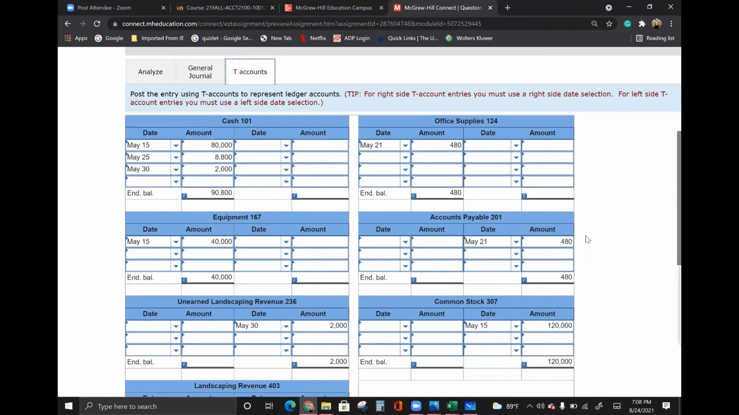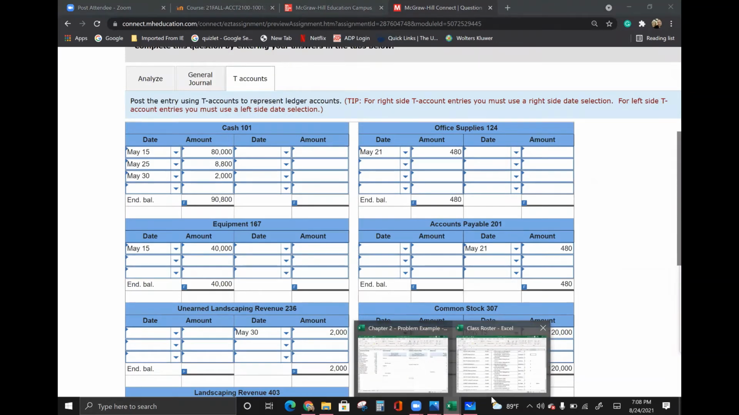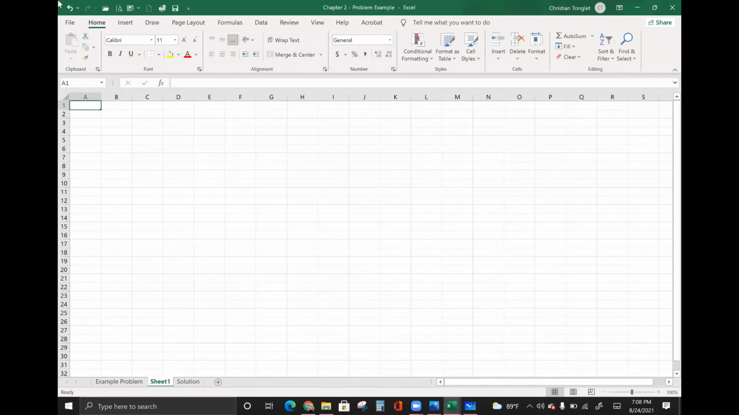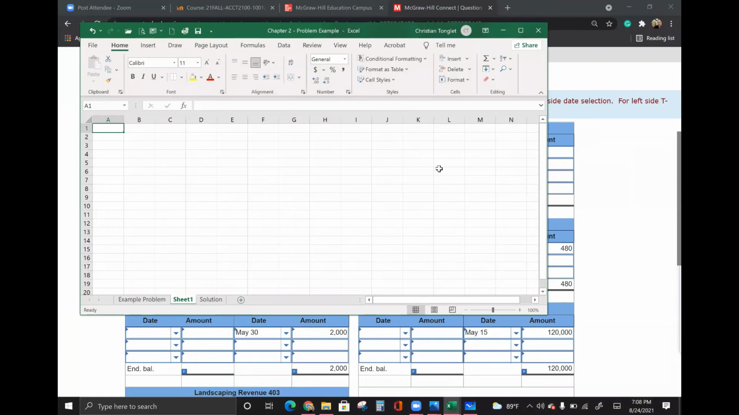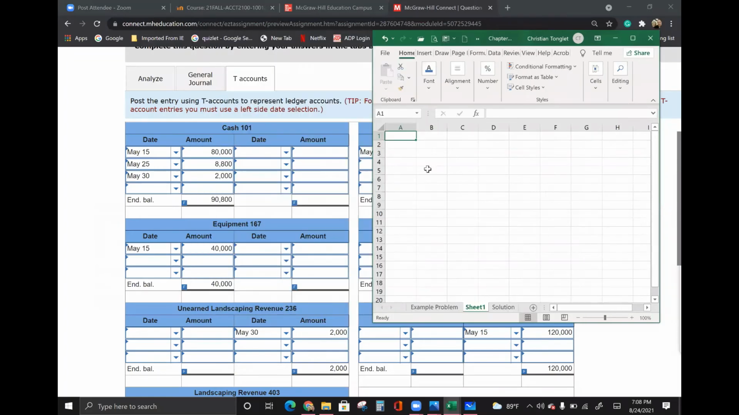So this trial balance, let's see if I can split the screen. I don't know if it'll do it. Let's see. Got to move this out the way. Okay, so let's just do a trial balance real quick.